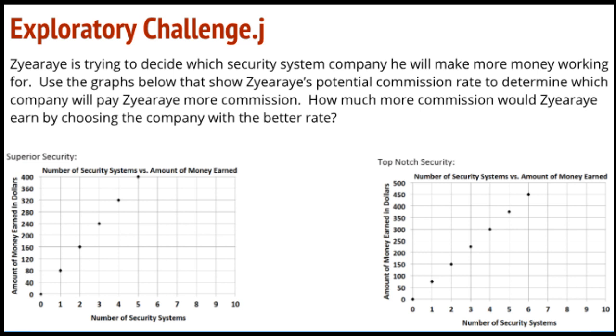Zirier is trying to decide which security company he will make more money working for. How much more commission would Zaire earn by choosing the company with the better rate? All right, so we are looking at and comparing Superior Security and Top-Notch Security. And I love these graphs here because they've both got a per 1. Oh no, though. I have to guess where that 1 is at.